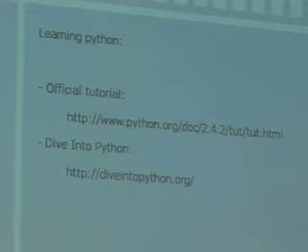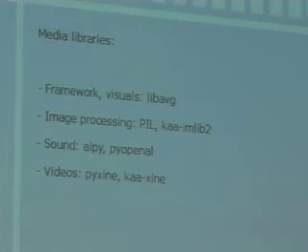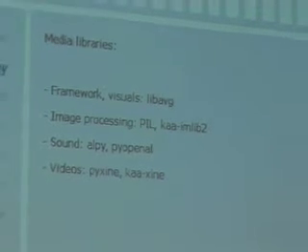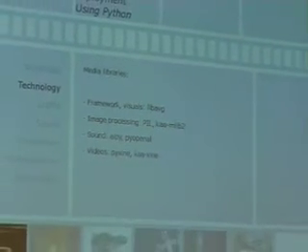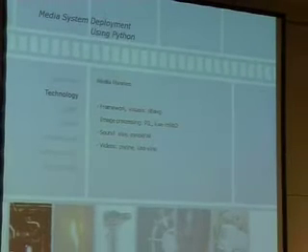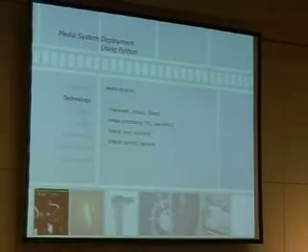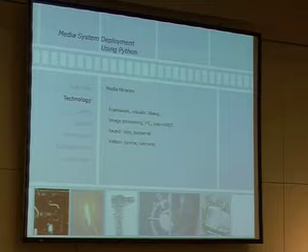Okay, getting to the libraries. To put up a system like that, what are you going to need? You need some visuals, something to put on the screen, something that allows you to mix stuff on the display. The library I've used for that, actually the library I wrote for that, is libavg. You might need image processing stuff. There's a Python image library called PIL, and there's a wrapper for imlib2, which is KAA imlib2.